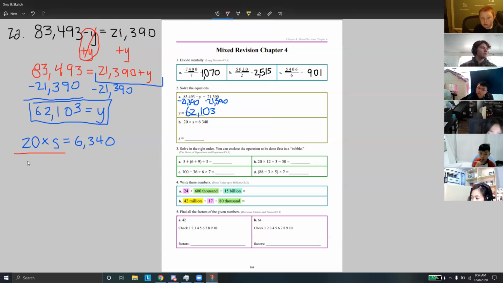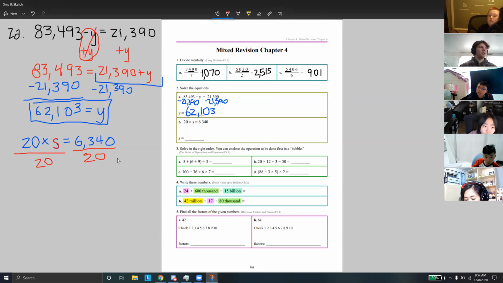Divided by 5. Ooh, no, not 5. This is an S. This is the variable S, see? This is an S in the example. So we're going to divide by 20 on both sides. Divide by 20 because we don't want to know what 20 times bigger than S is. We want to know what just S is.